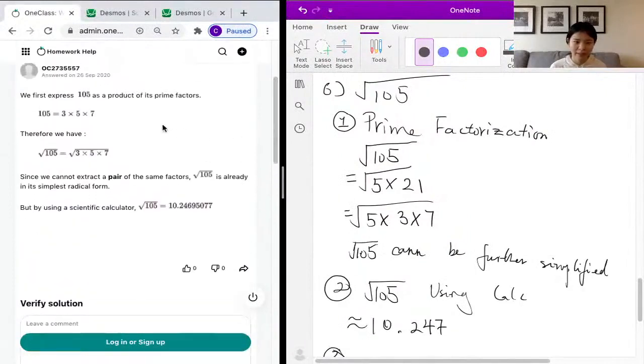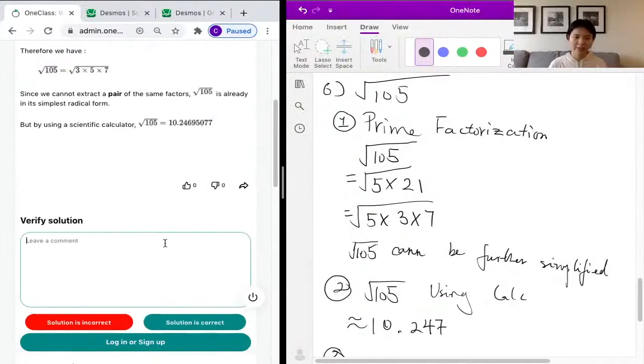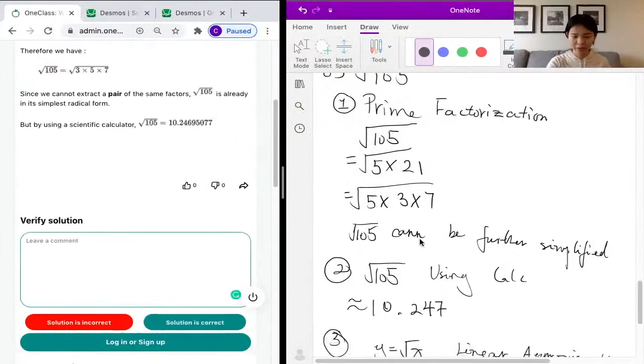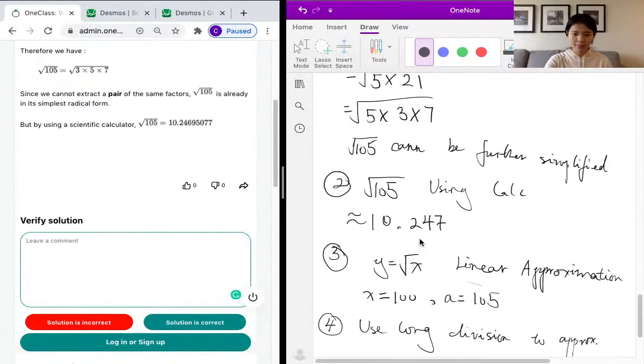Cool, now let's look at their simple solution. They just tried to use prime factorization and they said, oh, you can't. So they just use a calculator, which is our first and second method, and they are also the more common methods. So yeah, let's just say the solution is good. The solution is good. Nice.